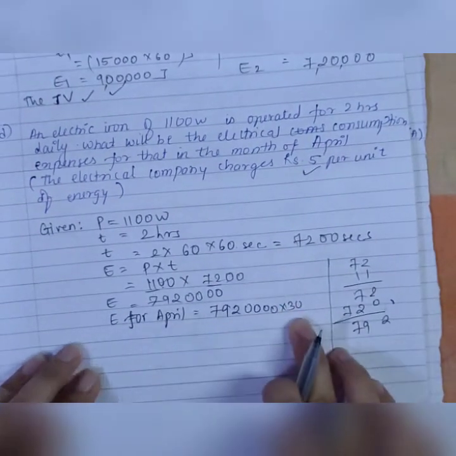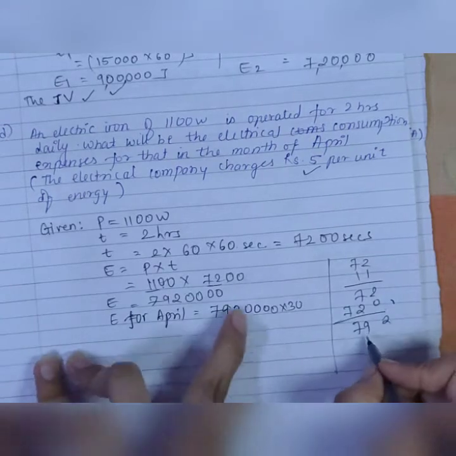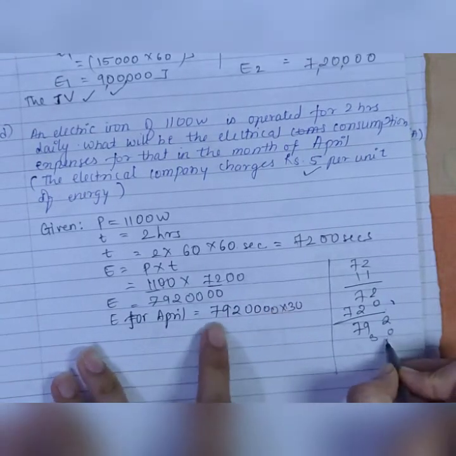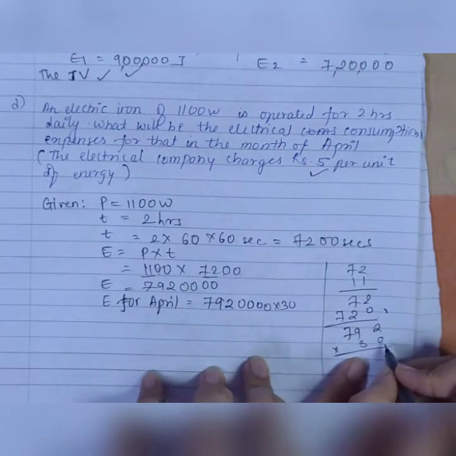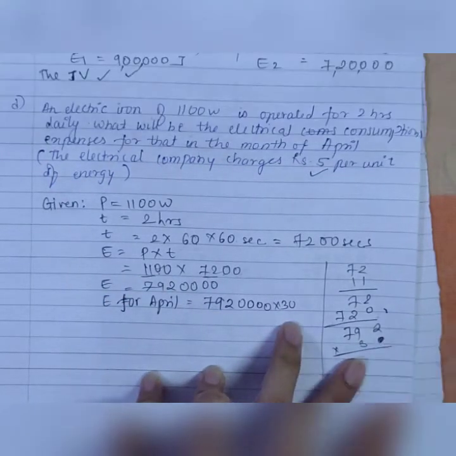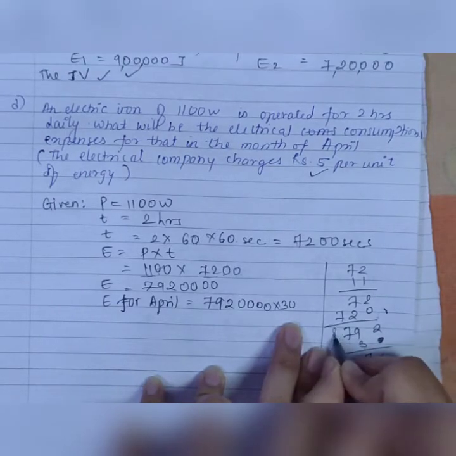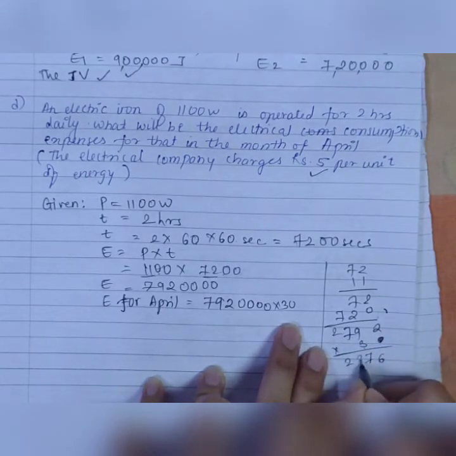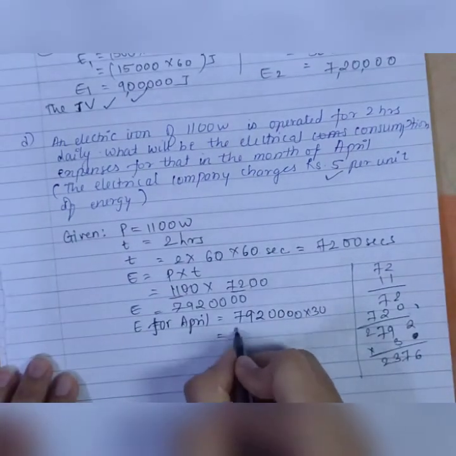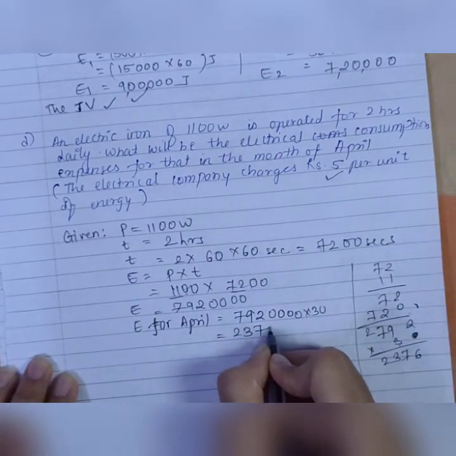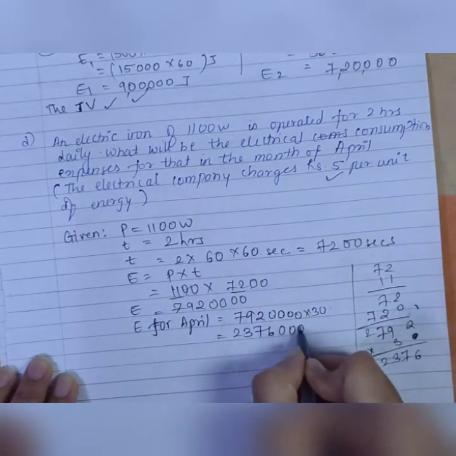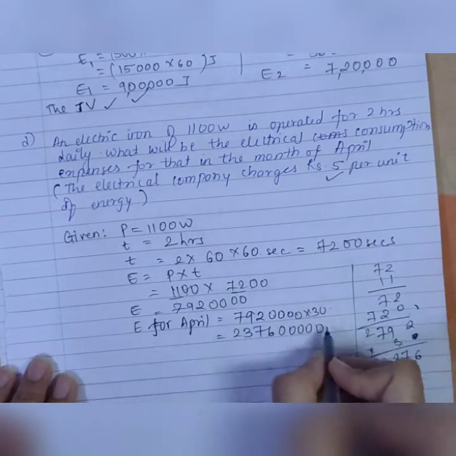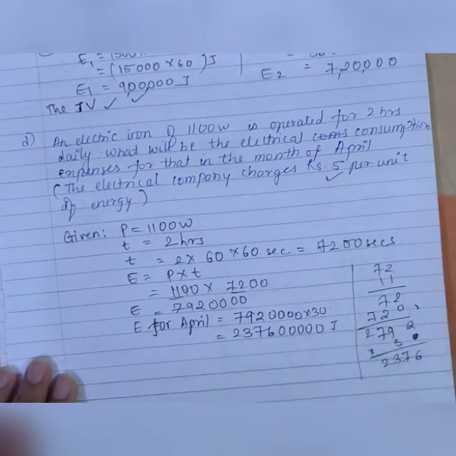Now how are you going to calculate this? 792 into 30. So I'm going to multiply it and show it to you. Actually, you have to do it only by 3, not even 30. So this is what I got. This is E for April. This is also in joules now.